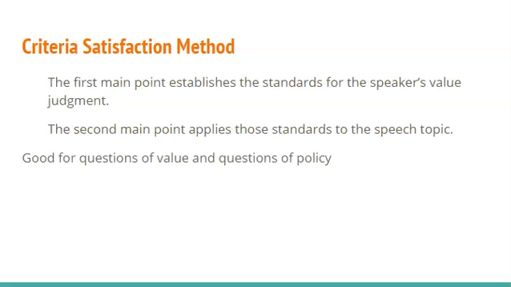So criteria satisfaction, this is good for value and policy. You establish your standards for the value judgment. So say, for example, you are arguing, I'll go back to my death penalty example, that the death penalty is moral or immoral. So you're gonna set the standards for morality, and then you're going to apply your death penalty argument to those standards. So if we all agree that this is the definition of what it means to be moral, this is how the death penalty does or does not uphold those criteria.